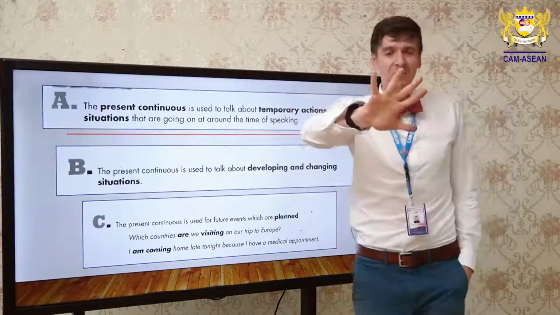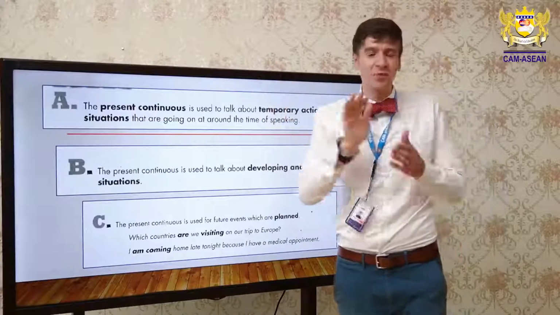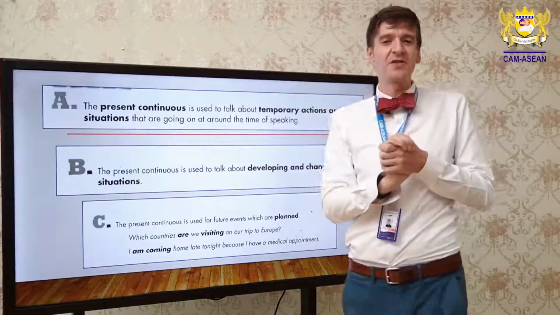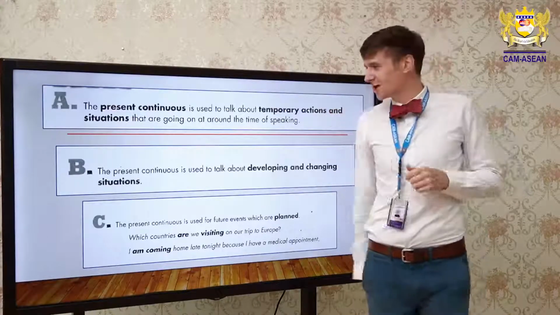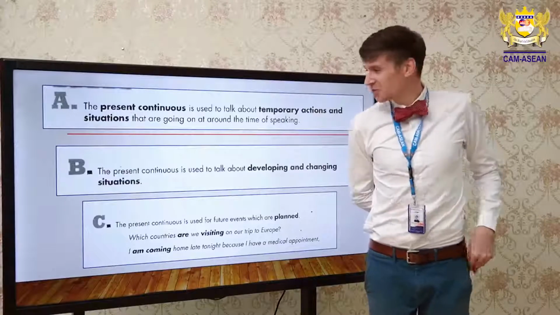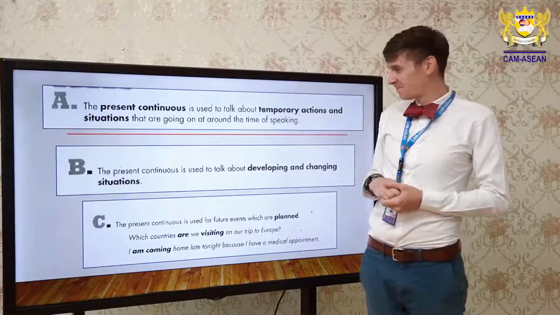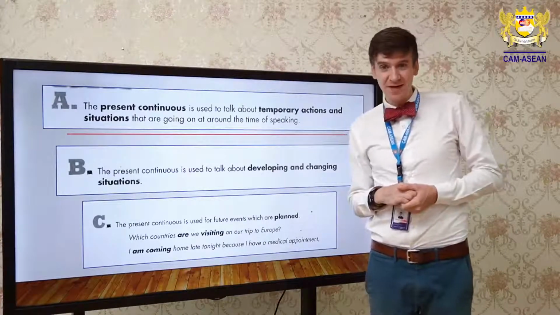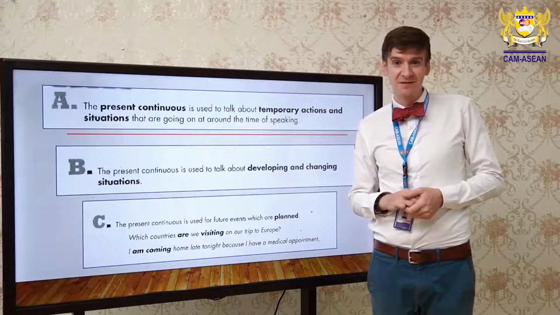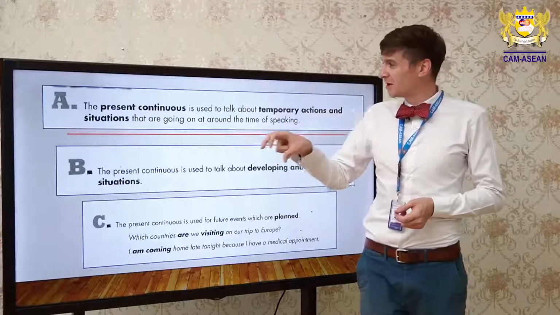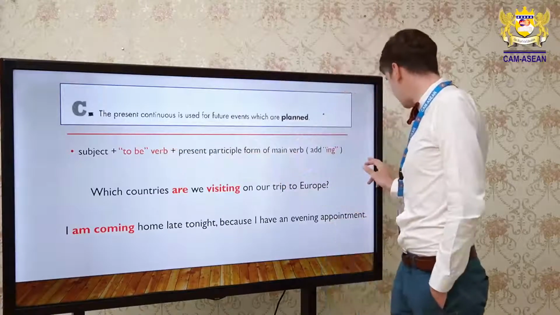The first one, it's a temporary situation, or a temporary action. We use present continuous to reference time in our sentence about a temporary action or situation. We also use it to talk about a changing situation. It is raining outside. Here's our to be right here.